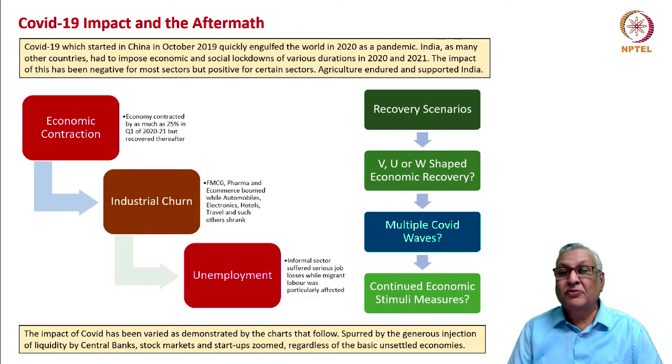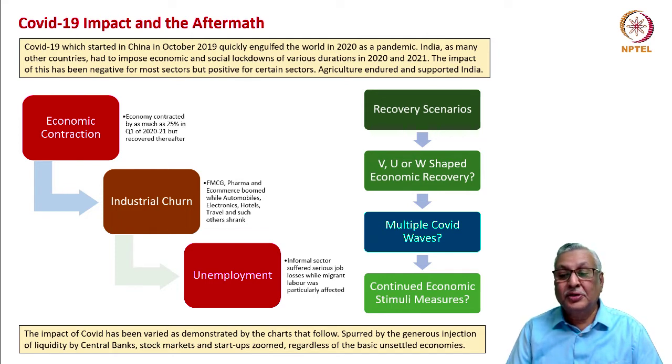Recovery scenarios have varied in 2020. Will it be a V-shaped recovery, U-shaped recovery or W-shaped economic recovery? Will there be multiple COVID waves in the context of the more transmissible Omicron variant which started appearing in the last quarter of this year, 2021? There is a lot of worry that there could be multiple COVID waves, even if they would not be so intense in their hospitalization impact compared to the previous Delta wave.